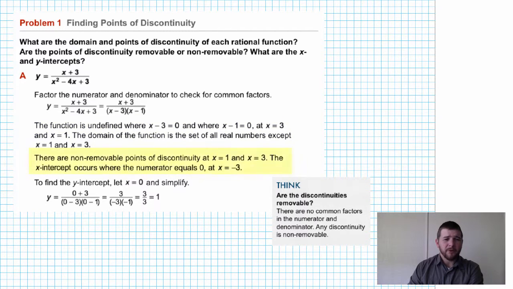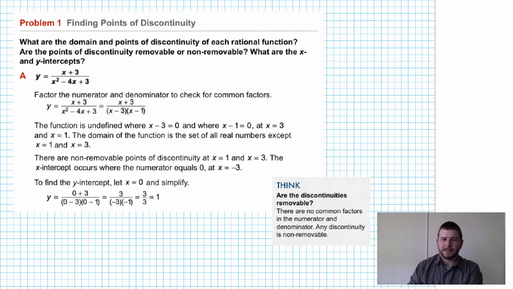There are non-removable points of discontinuity at x equals 1 and x equals 3. Recall that in order to have a removable point of discontinuity, we would need at least one of our denominator binomials, so either x minus 3 or x minus 1, to also appear in the numerator. And that's just not the case in this problem.